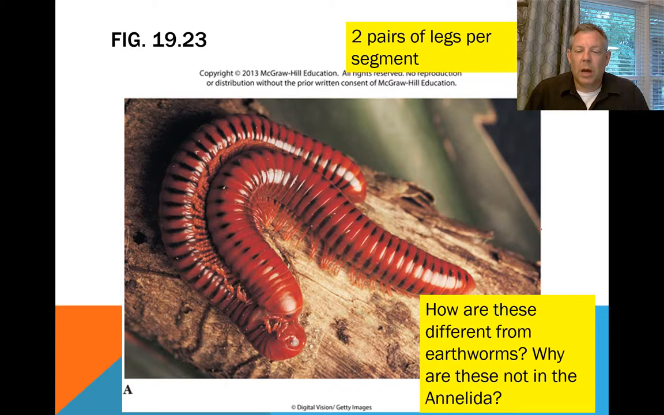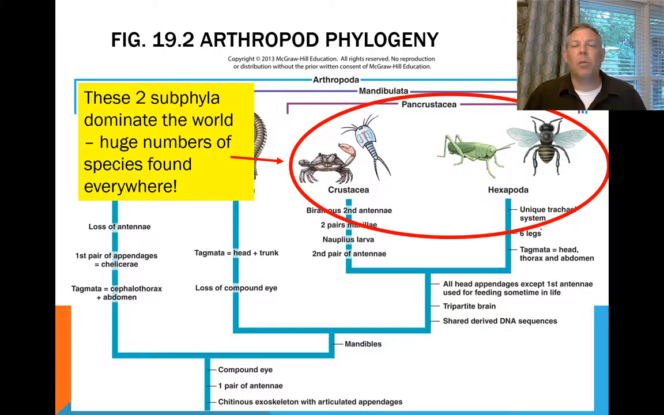You know, also different mouth parts, different respiratory type organs, things like that. So superficially, these look a little bit like the earthworms. Of course, the earthworms don't have the pairs of legs per segment. So those are some of the clues that tell you that this is an arthropod, not an annelid.